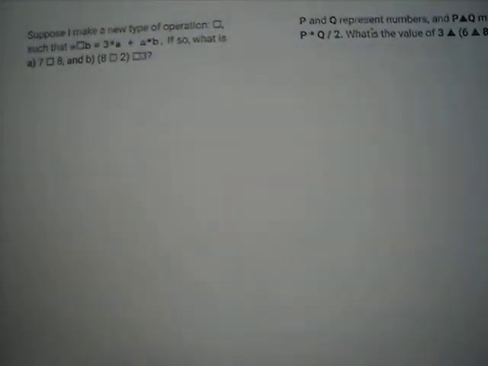On the top left is our first question. Suppose I make a new type of operation, square, such that a square b is equal to 3 multiply a plus a multiply b. If so, what is a, 7 square 8, and b, 8 square 2 in parentheses square 3? So how do we do this?